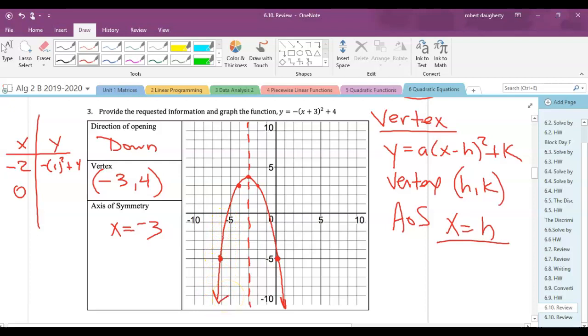Okay. And I did not ask it, but this point right here, that is called the y-intercept. Okay. That is at (0, -5).